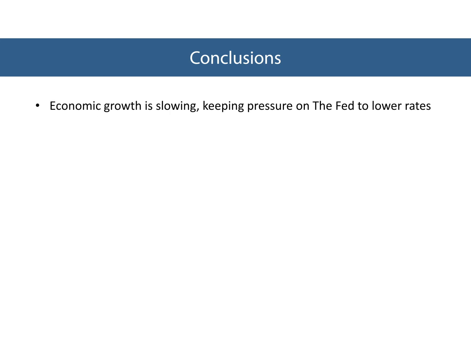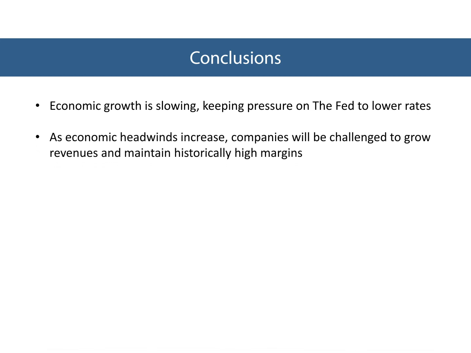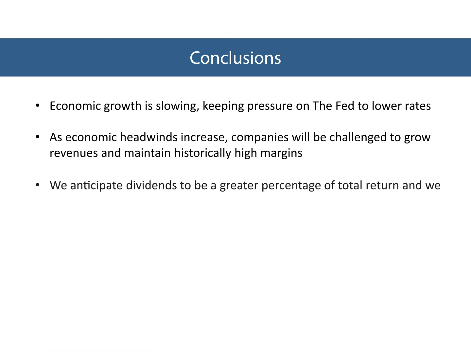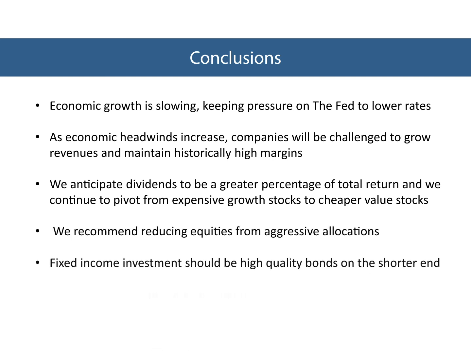So we've seen a yellow flag, not only in the bond market with the yield curve inverting, but also in the job market and manufacturing slowdown. This will keep pressure on the Fed to lower interest rates. As these headwinds increase, companies are going to be challenged to grow revenues and maintain historically high margins. We anticipate dividends to be a greater percentage of total return, and we continue to pivot from expensive growth stocks to cheaper value stocks. We recommend reducing equities from aggressive allocations to fixed income investments with high quality bonds on the shorter end of the curve.